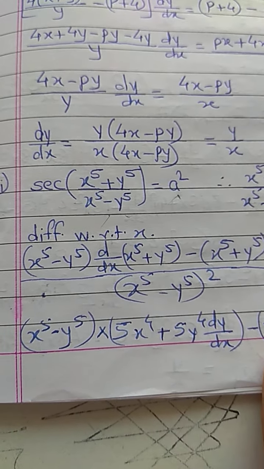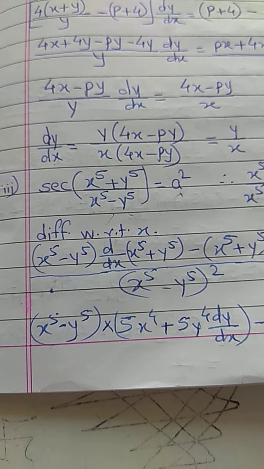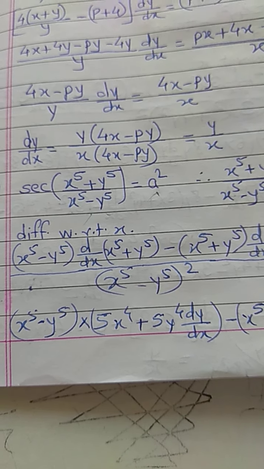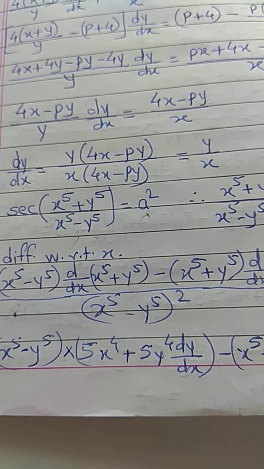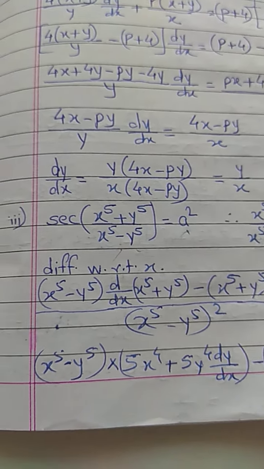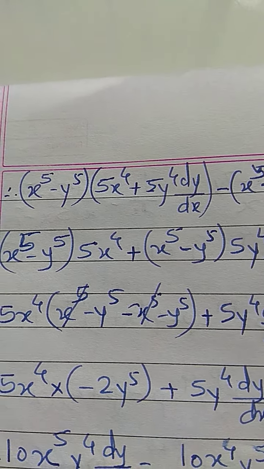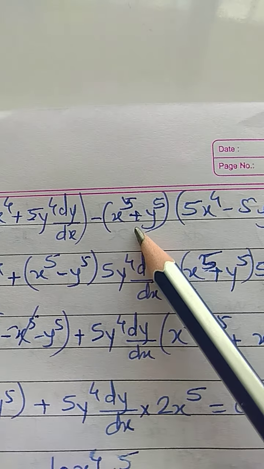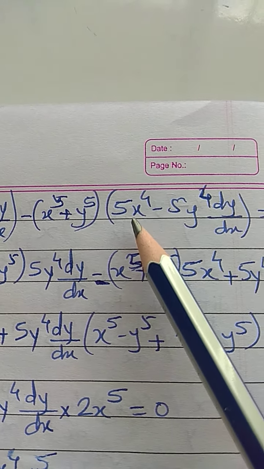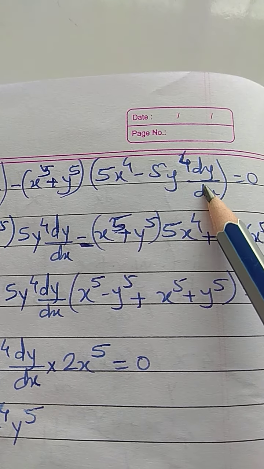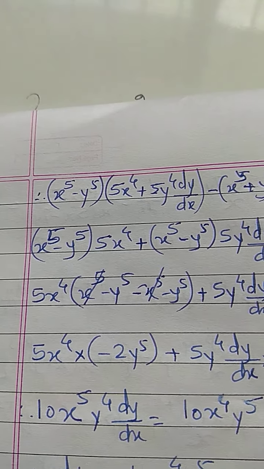Once again we will rewrite that this x raised to 5 minus y raised to 5 times 5x raised to 4 plus 5y raised to 4 dy by dx, minus x raised to 5 plus y raised to 5, 5x raised to 4 minus 5y raised to 4 dy by dx equal to 0.